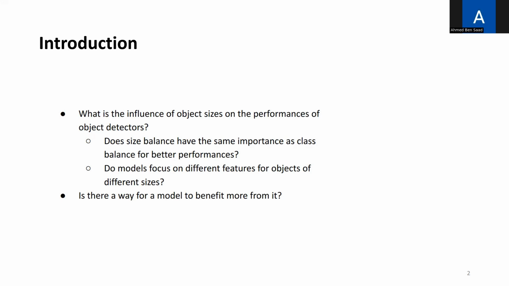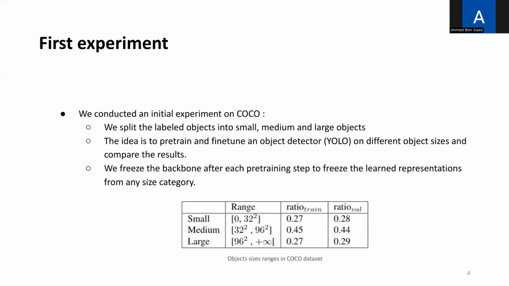To answer the first question, the simple experiment to do is to take any object detection dataset, such as COCO in our case, and divide it into small, medium, and large object categories. The idea is to pre-train and fine-tune YOLO v5 on different object sizes and compare the results, to see the differences between the features learned from small, medium, and large objects.